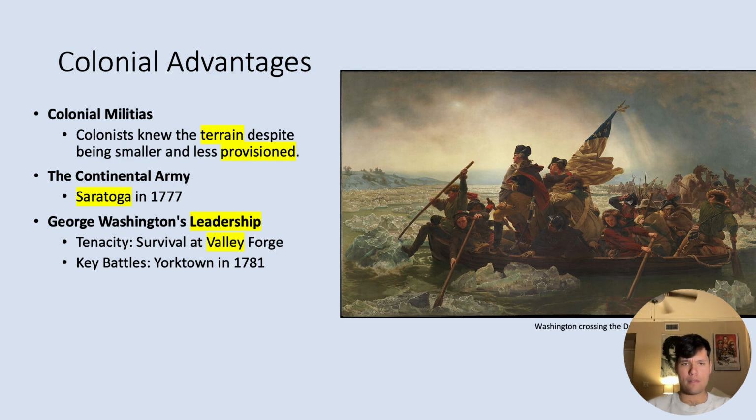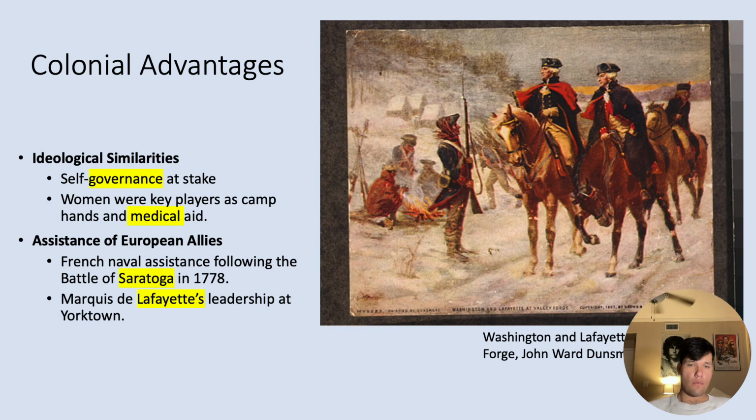And they had key battles such as the Battle of Saratoga in 1777 and Yorktown in 1781. These were big moments, and they showcased that the resilience and strategic abilities of the Continental forces were strong. So these were the advantages that they had. Let's go ahead and move on to slide 11. We'll be talking about colonial advantages again in slide 11, so let's get into it real quick.